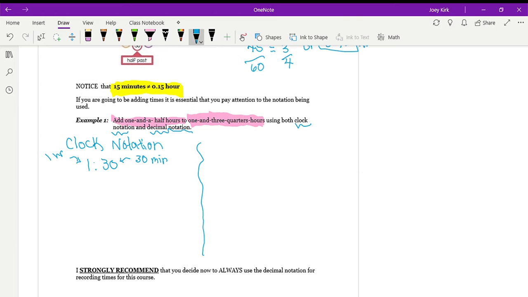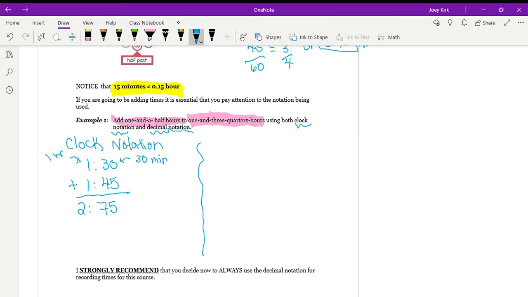So 1 hour and 30 minutes, and we're going to add that to 1 3/4 of an hour. We know 3/4 is 45 minutes of an hour. Now if we just add these up, 1 plus 1 is 2, 30 plus 45, we end up with 75.